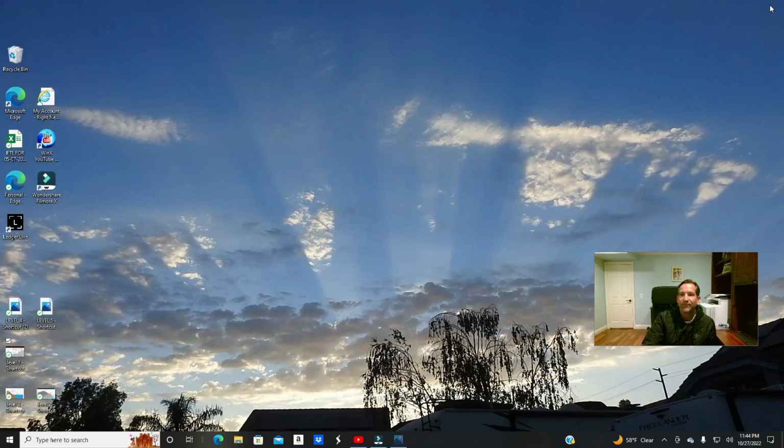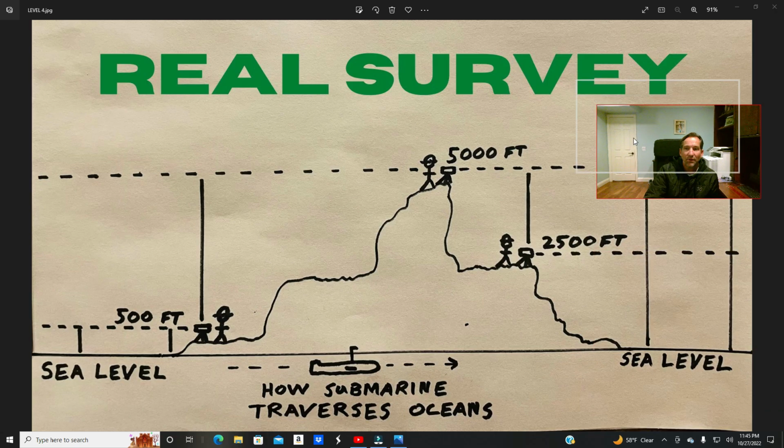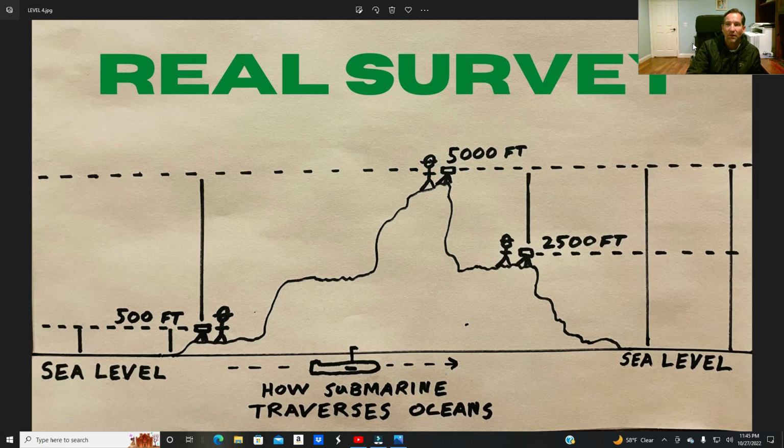Okay. Now I drew a couple diagrams of how a survey would be done. There's a real survey in the real world. Okay, here's sea level. Here's sea level, constant reference point. You got surveyor number 1, surveyor number 2, surveyor number 3.